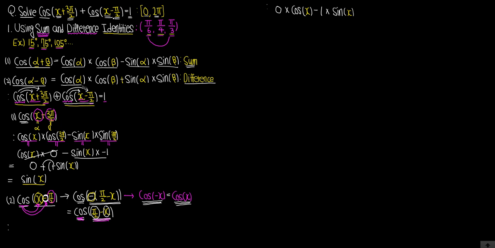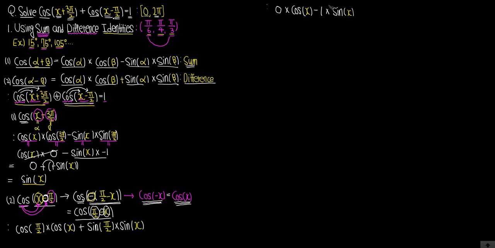So we have to use the difference identity for cosine, which is cosine of alpha minus beta is cosine alpha times cosine beta plus sine alpha times sine beta. So if you write the form, that will be the cosine of the first angle, pi over 2 radian, times the cosine of the second angle measurement, which is positive x. And since we're dealing with the negative sign, which is the difference identity, that will be plus the sine of the first angle measurement, pi over 2 radian, times the sine of the second angle measurement, which is x. All you have to do is simplify these values, and then we will get the answer for cosine of pi over 2 minus x.